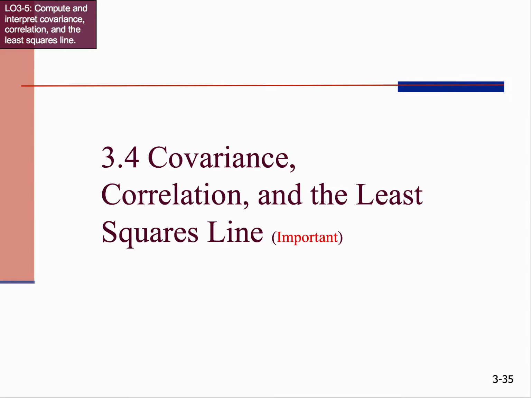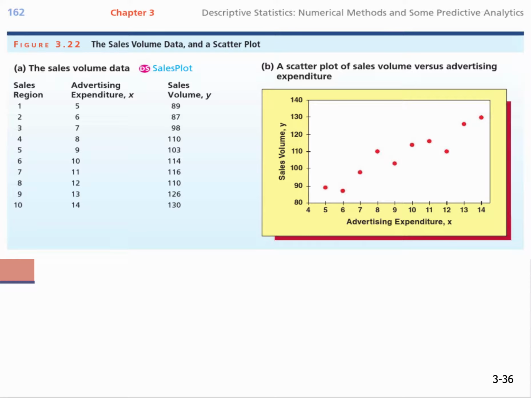In this video, I'm going to go over the covariance, correlation, and the least squares line, which cover pages 161 to 166 in your book. First of all, let us have this simple example about sales volume data.